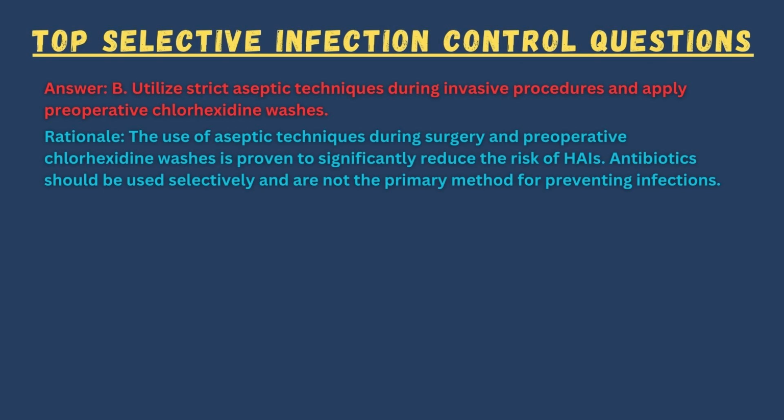Answer: B. Utilize strict aseptic techniques during invasive procedures and apply preoperative chlorhexidine washes. Rationale: the use of aseptic techniques during surgery and preoperative chlorhexidine washes is proven to significantly reduce the risk of HAIs. Antibiotics should be used selectively and are not the primary method for preventing infections.